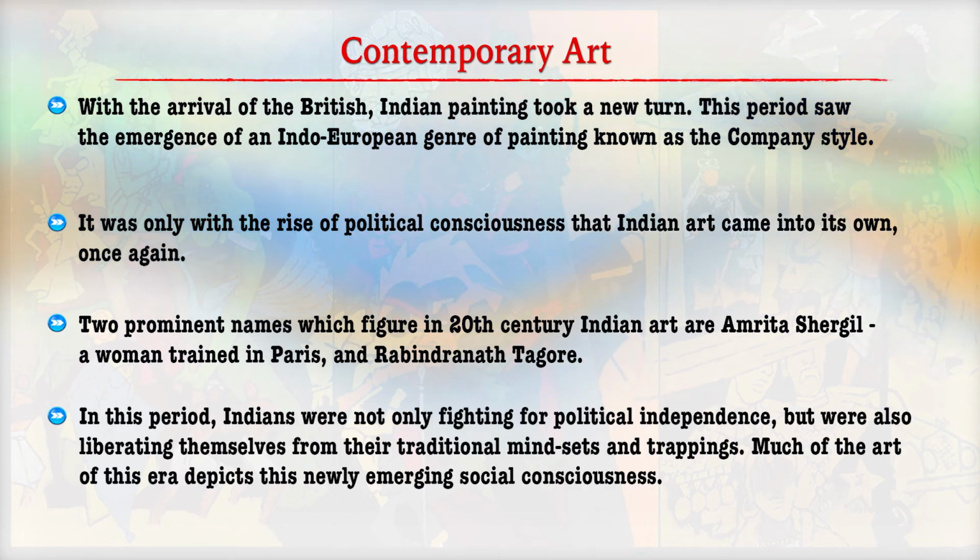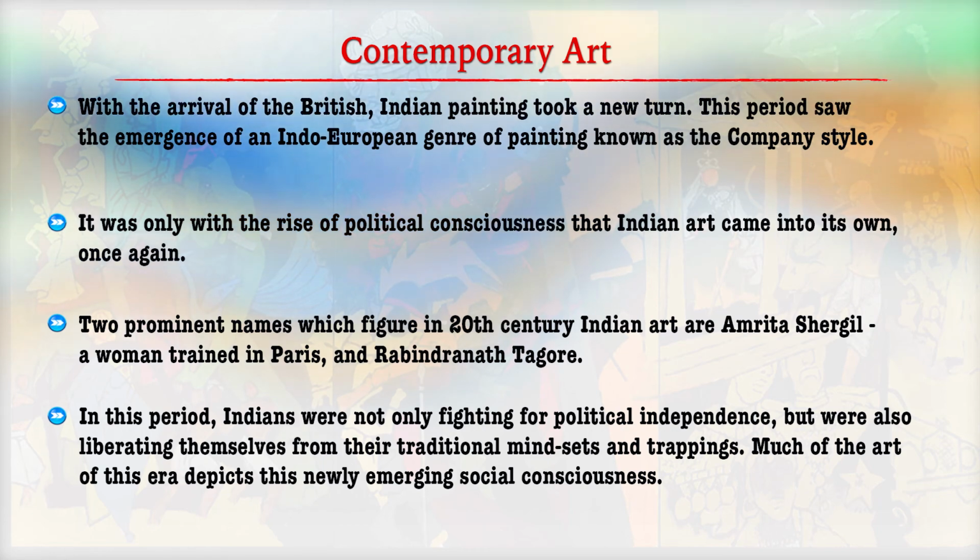In this period, the Indians were not only striving for political independence, but they were also liberating themselves from the traditional mindset and the social stereotype. So, the paintings of this era depict the newly emergent social consciousness. After independence, a number of new art schools were set up. The most prominent of these is the Progressive Art Group. So, we had a number of prominent artists.